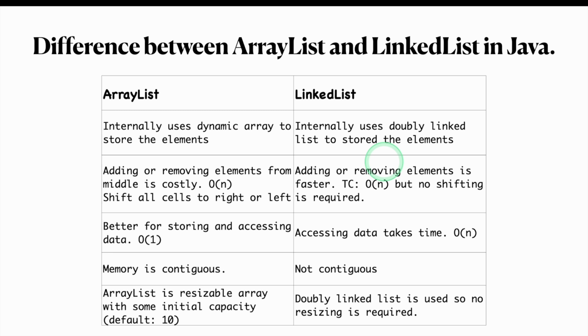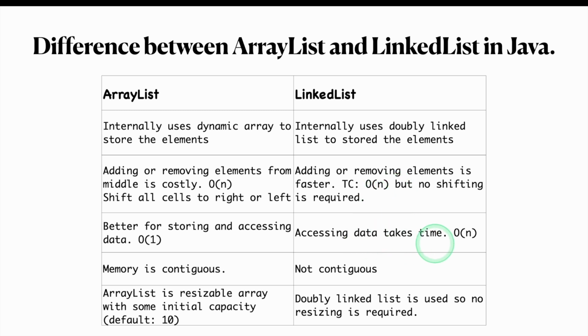Adding or removing elements is faster. See, here also the time complexity is O(n), but no shifting is required. Shifting takes a lot of time because it will take lots of swaps. It is better for storing and accessing data. Wherever you want to access data frequently, go for ArrayList. Wherever you need to add or remove elements, go for linked list.